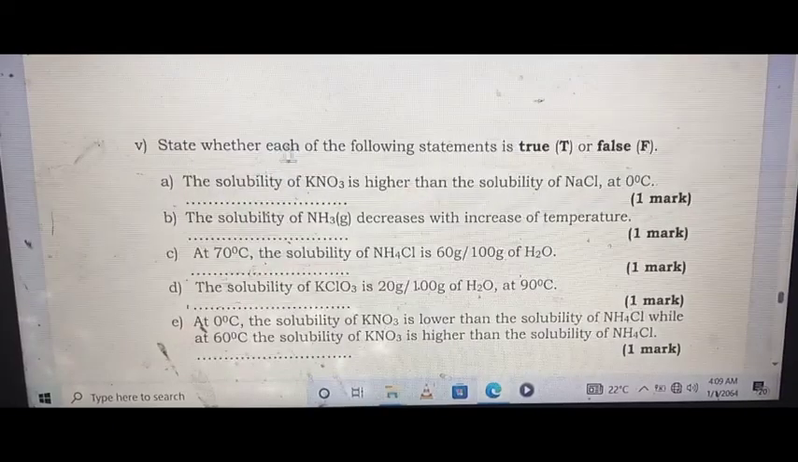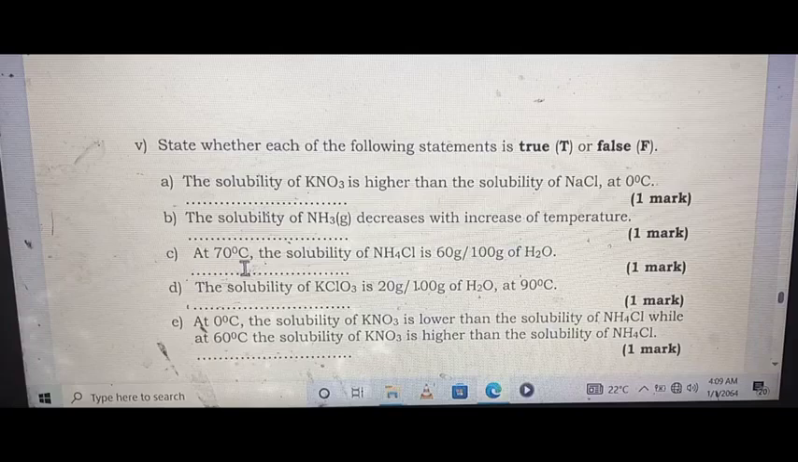5. State whether each of the following statements is true or false. A. The solubility of potassium nitrate is higher than the solubility of sodium chloride at 0 degrees Celsius. The correct answer is false. B. The solubility of ammonia decreases with increasing temperature. The correct answer is true.